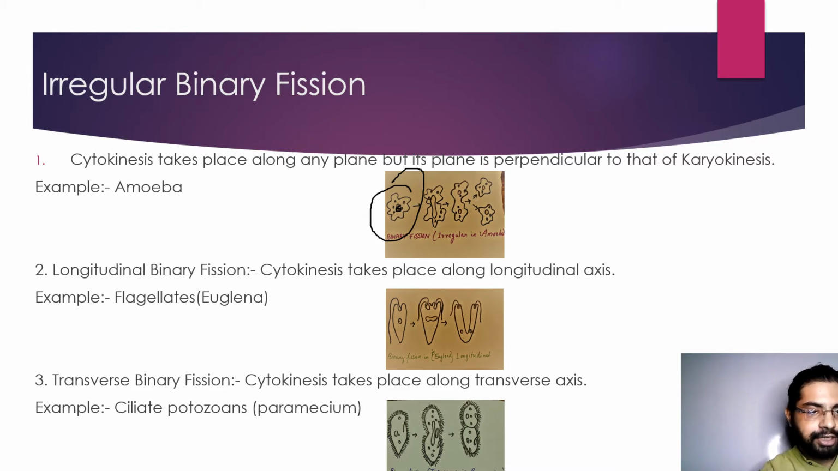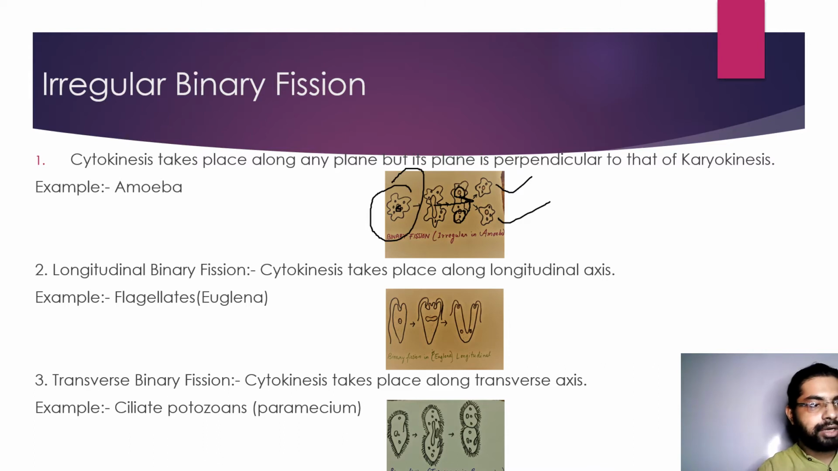So cytokinesis takes place along any plane, but you see its plane is perpendicular to that of the karyokinesis. In binary fission, the karyokinesis, that is the division of the nucleus, takes place first. You see the nucleus has elongated in this structure. Now it is divided into two, and after that cytokinesis has happened, and its plane is perpendicular to that of the karyokinesis. Now two daughter cells with equal halves are seen in this picture.